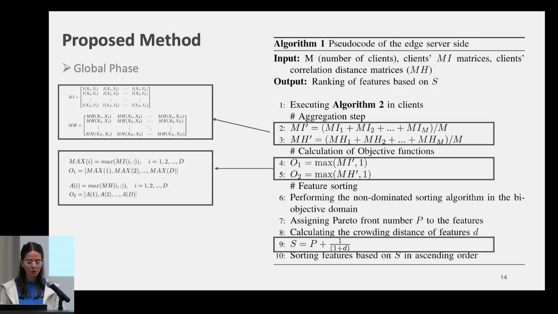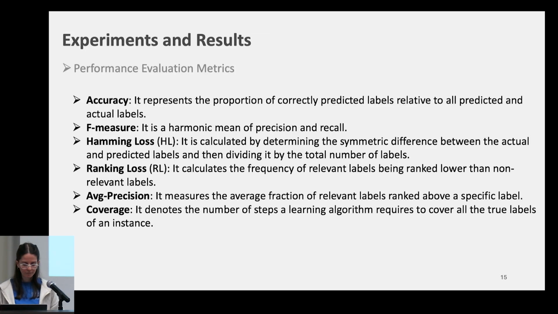And then we perform the non-dominated sorting algorithm, and we assign the Pareto number to each feature, and also we calculate the crowding distance and assign D to each feature. And by using P, which is the Pareto front number, and D, the crowding distance, we calculate the S score here, and then sort the features based on their S score. And the sorted features will be sent back to the IoT devices.